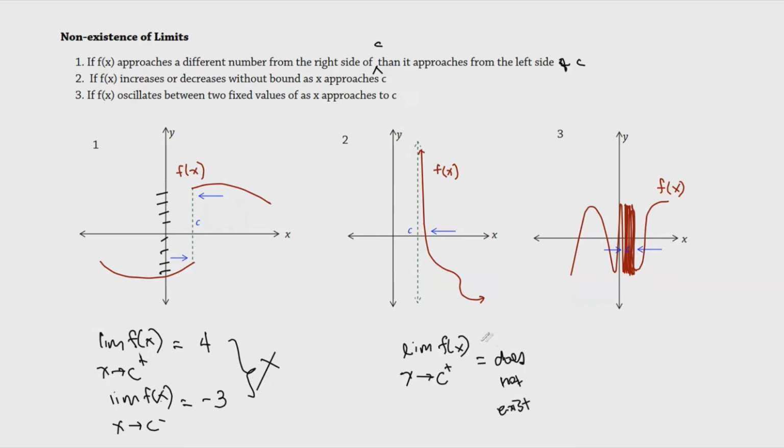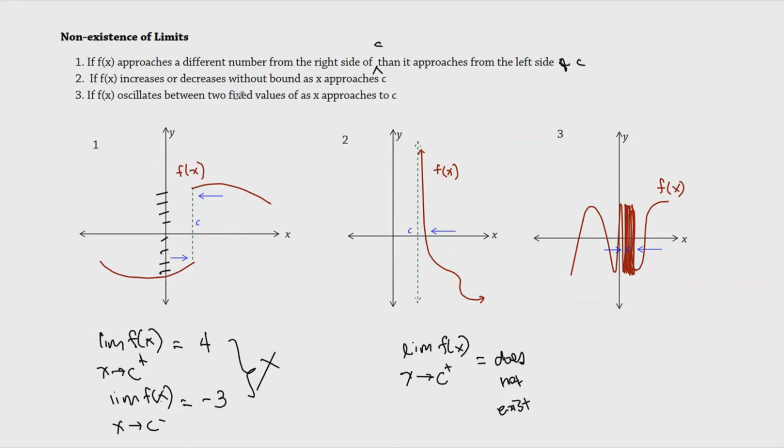And you might be wondering, why don't I have to solve for x approaches c negative? That's because this equation is actually asking for the right hand limit only. So remember, if the equation has two arrows, then it probably asks for the two-sided limit. But for this one, it has only one, the right hand only.